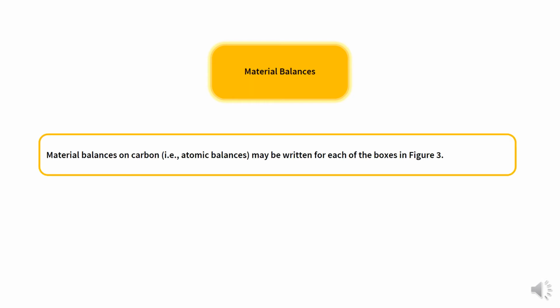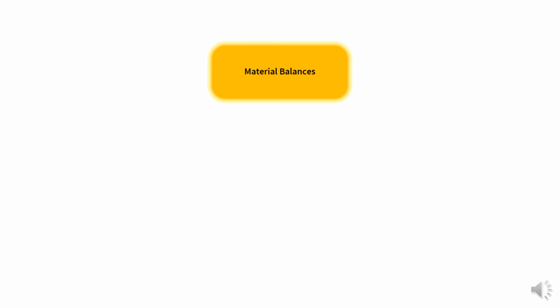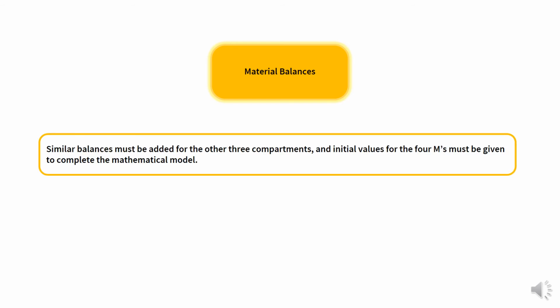Material balances on carbon can be written for each of the boxes in figure 3. For example, with the information in equations 1 to 6 incorporated, the unsteady balance on the atmosphere box is given by the following equation. Based on figure 3, similar balances must be added for the other three compartments, and initial values for the four masses must be given to complete the mathematical model.